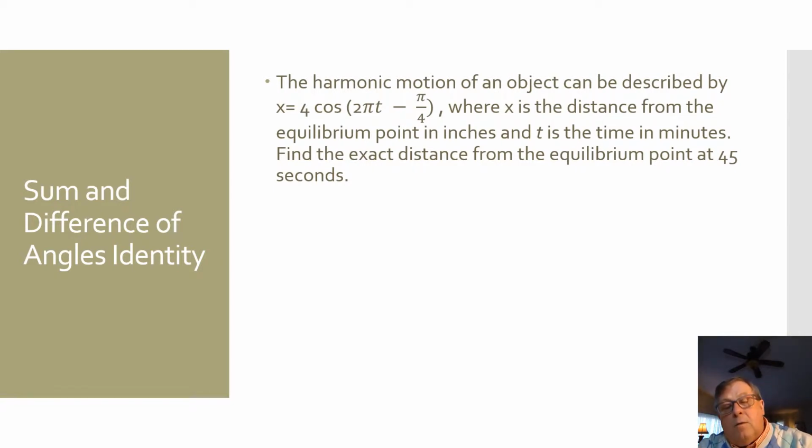That idea of an equilibrium point might be interesting, and t is the time in minutes. Time in minutes, that's going to become important. Find the exact distance. Anytime you see exact distance, if you're going to have a pi or some type of square root, you don't need to give an approximation. You need to leave it like it is. From the equilibrium point at 45 seconds.